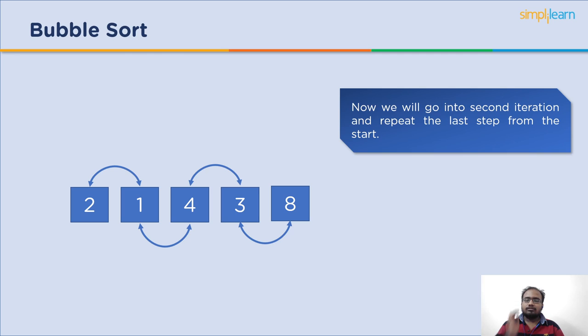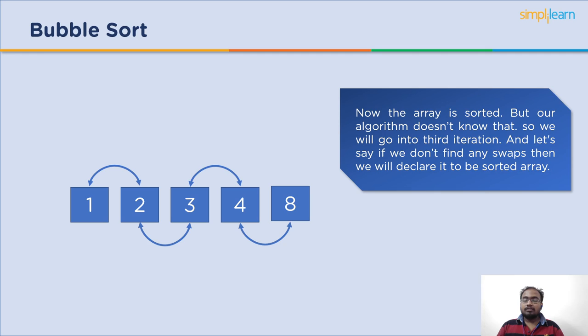So let's go to the next slide. And here all the swaps are done. So now this array is sorted, but we know that, while our algorithm doesn't know that yet. So we will go to a final iteration with this array.